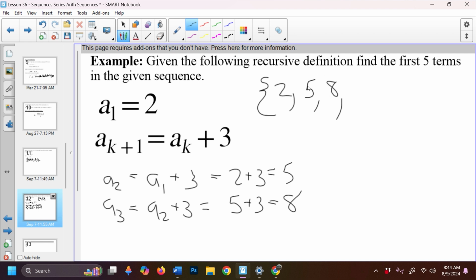2 plus 3 is 5. 5 plus 3 is 8. 8 plus 3 is 11. And then 11 plus 3 is 14. And that is our solution.